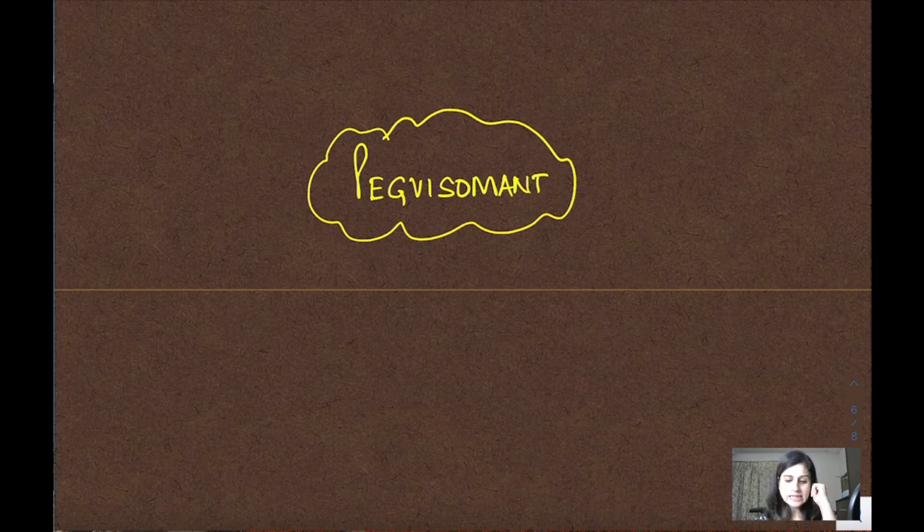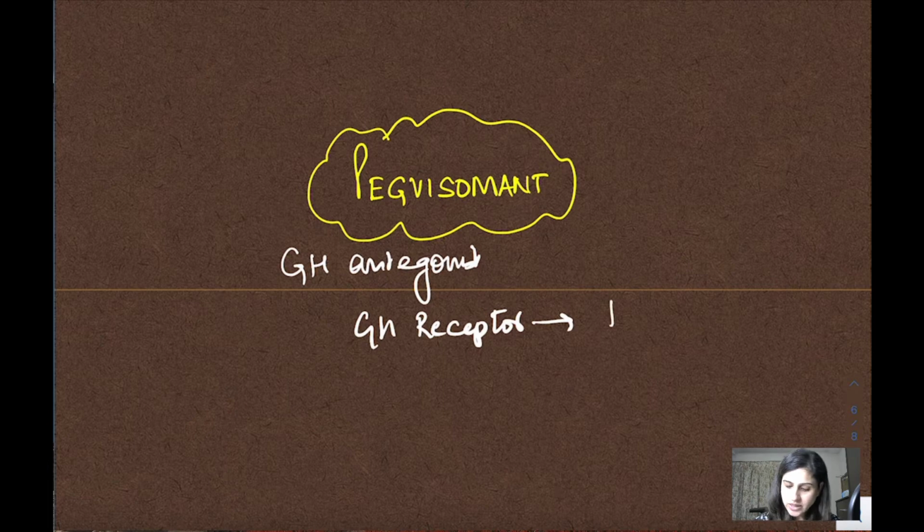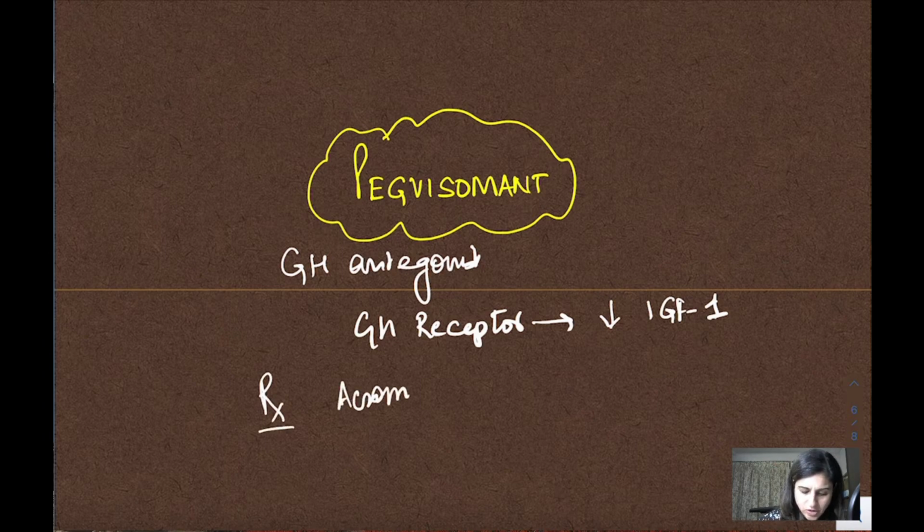Now, pegvisomant is another drug which sometimes is asked in the MCQs. What is pegvisomant? It is actually a growth hormone antagonist. So it will act on the growth hormone receptor, and what it does, it is going to decrease or inhibit the production of insulin like growth factor 1, and when this is not produced, its actions will not occur. So therefore the best possible use of this drug is for acromegaly. So use is in treatment of acromegaly.